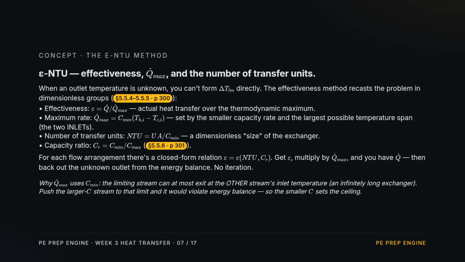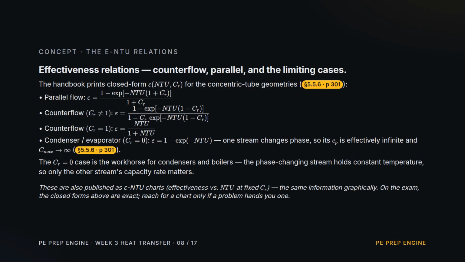Each flow arrangement has a closed form relation among epsilon, NTU, and CR. Get epsilon, multiply by Q dot max for the heat rate, then back out the unknown outlet from the energy balance. No iteration. Q dot max uses Cmin because the limiting stream can at most exit at the other inlet temperature. The effectiveness relations the handbook prints for the concentric tube geometries.